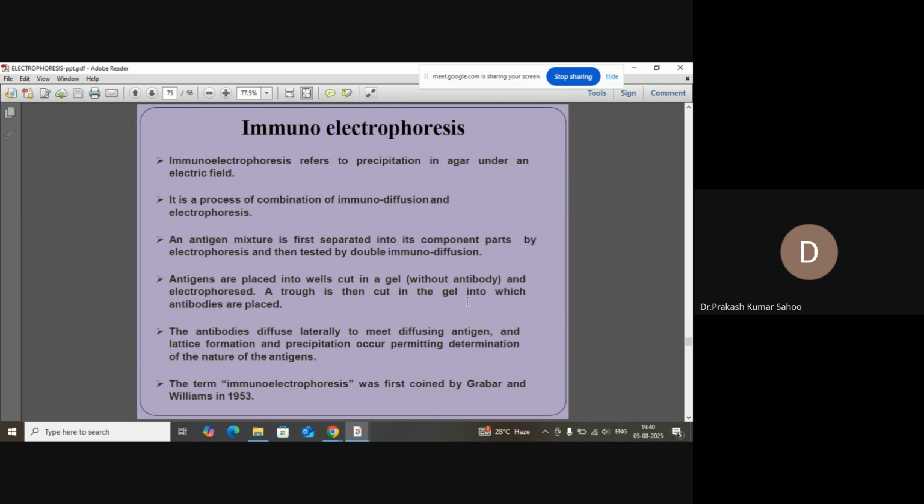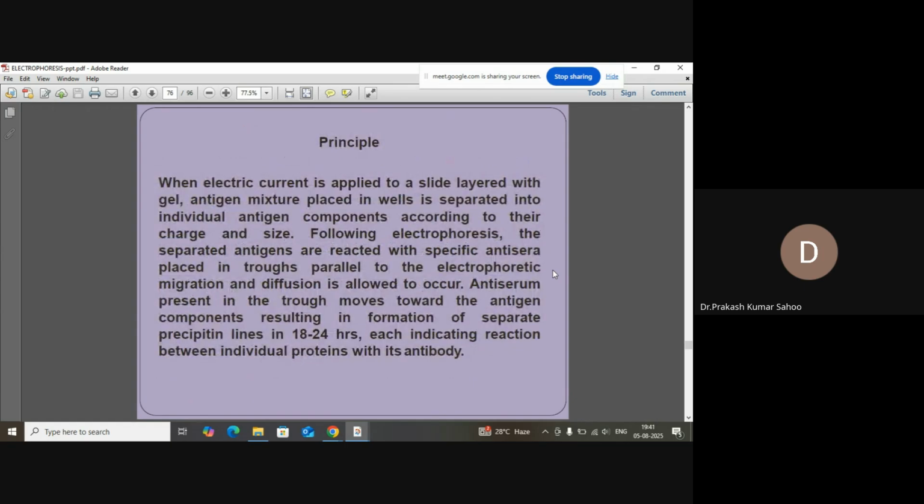A trough is then cut into the gel into which antibodies are placed. The antibodies diffuse laterally to meet the diffusing antigen in the lattice formation. So these are all your biological electrophoresis mechanisms. So this is the principle involved.